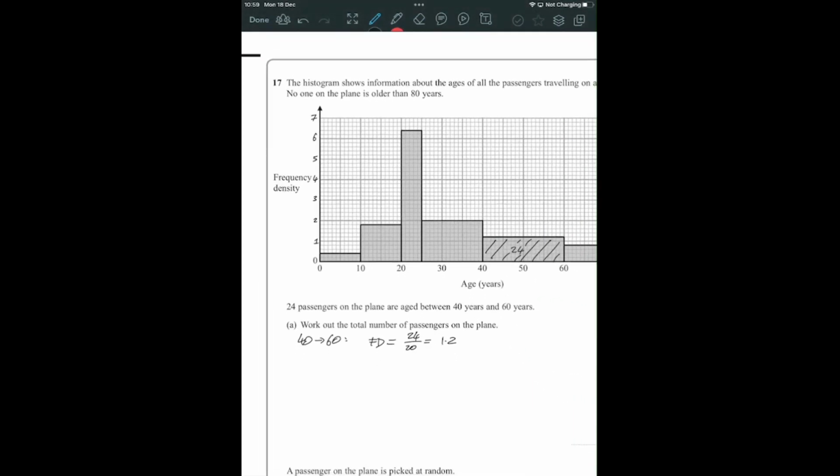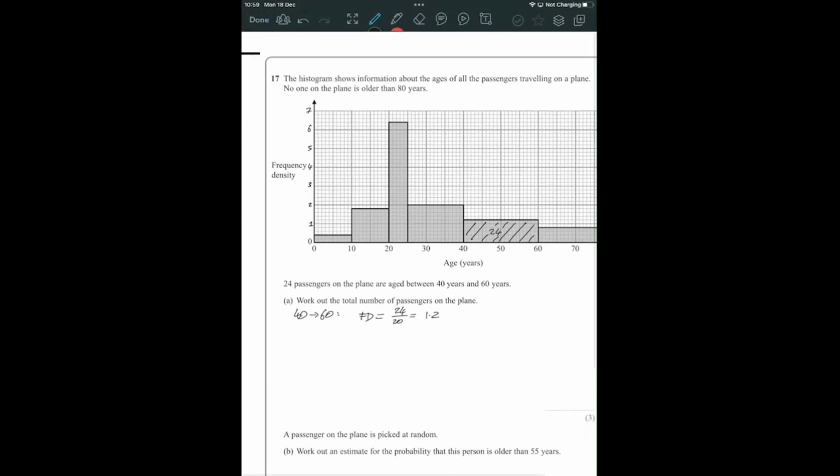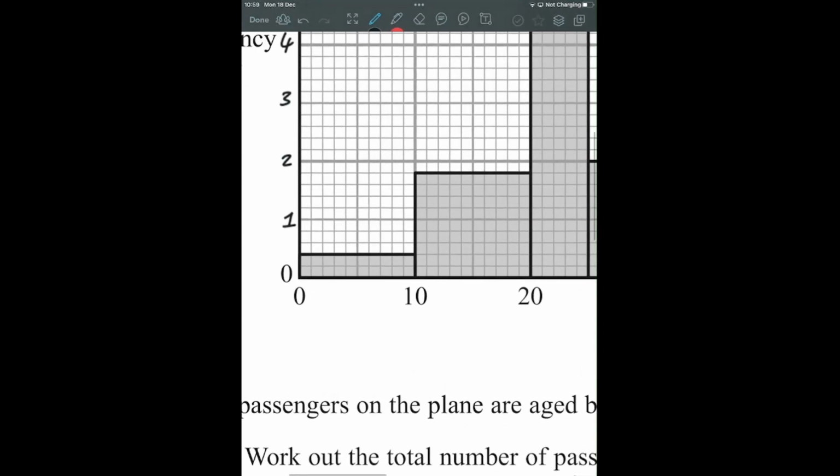Okay, now I just need to work out the total number, which is just the total area. So let's work out the area of every single box. That box has a height of 2 little boxes. 2 little boxes is 0.4 height. 0.4 times the 10 is an area of 4.